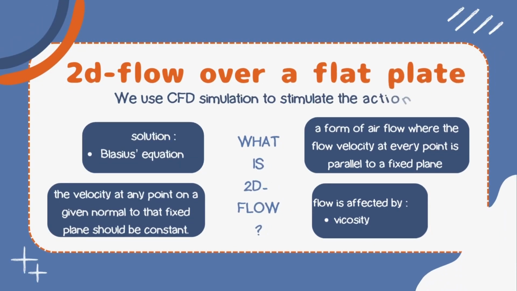In this assignment, we are required to use CFD software to analyze the 2D parallel and laminar flow of a flat plate. So, what is 2D flow? A 2D flow is a form of air or fluid flow where the flow velocity at every point is parallel to the fixed surface. The flow is mostly affected by velocity and can be solved using Blasius's equation.